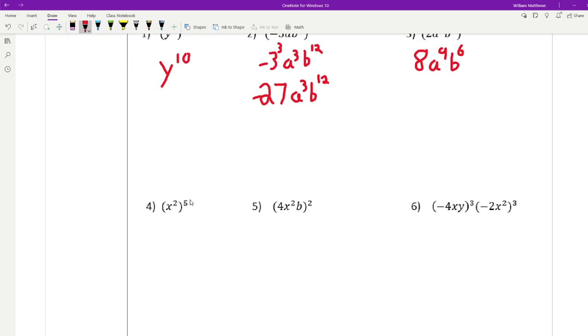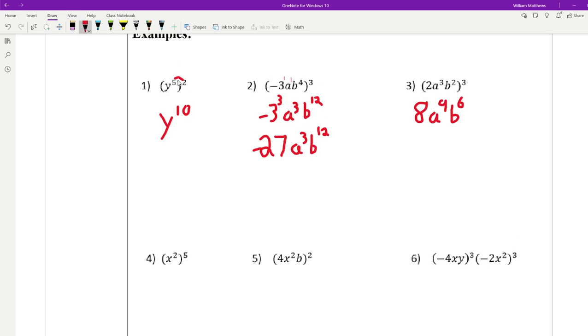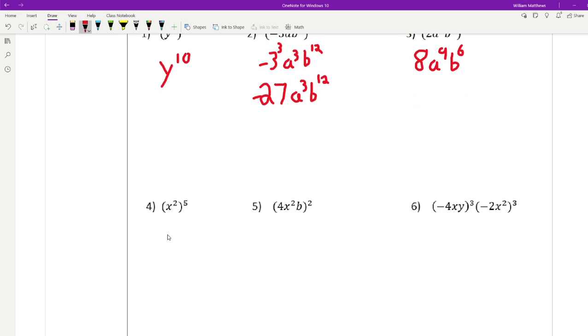So even if the exponents are switched around, it does not change what we are doing. We are still multiplying 2, the exponent, with 5, the exponent on the outside of the parentheses. So we have a base of x, and we have an exponent of 10. 2 times 5 gave us the exponent of 10.